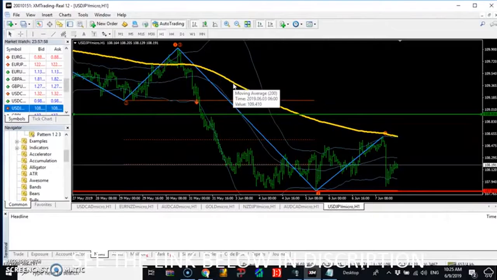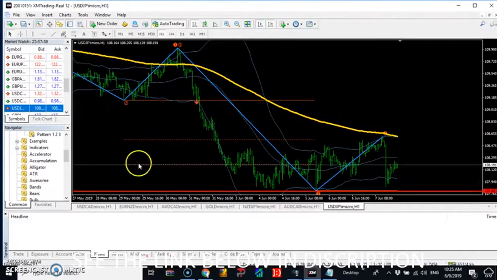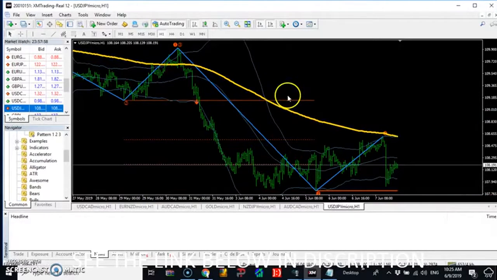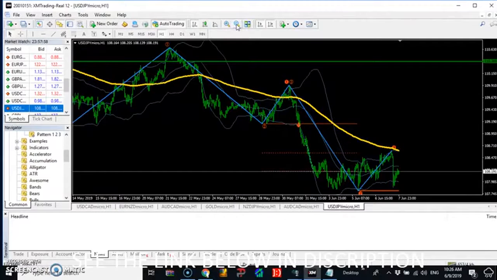Okay, now what does this mean? I want you to pay attention properly. Let us remove these lines that we put here. Let's delete these lines. Let's delete this one, and then any other one. Okay, now what does this mean? Let's zoom it down properly, because I want to talk to you about Bollinger Band right now.